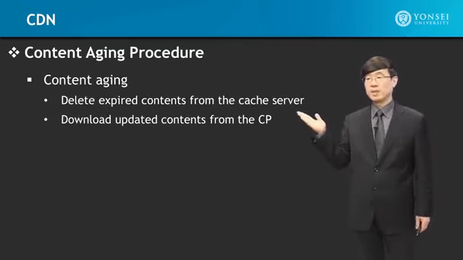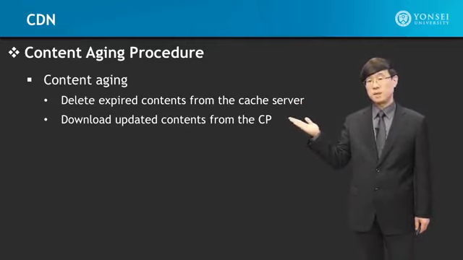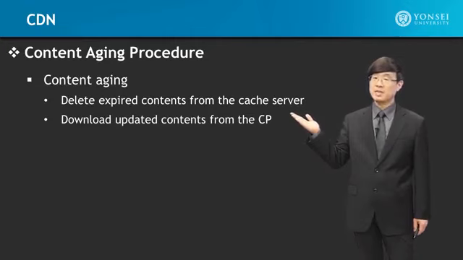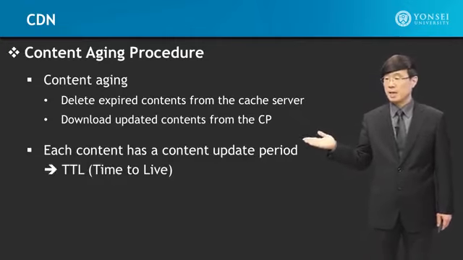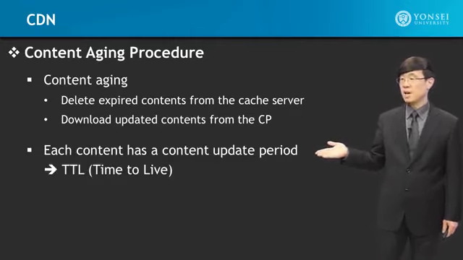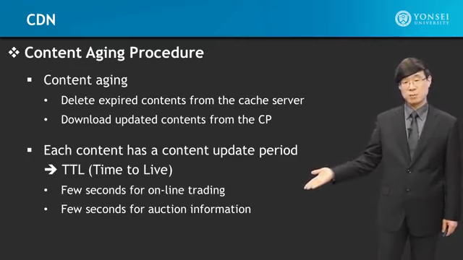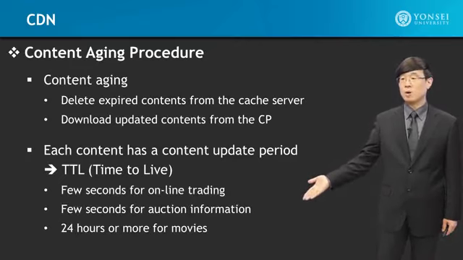Content aging: delete expired contents from the caching server. Download updated contents from the CP, and that is what you need to do. You need to have a good balance of throwing old things away and then downloading new stuff that is much more popular. Each content has a content update period, which is a time to live based operation. Few seconds for online trading, few seconds for auction information, and 24 hours or more for movies.